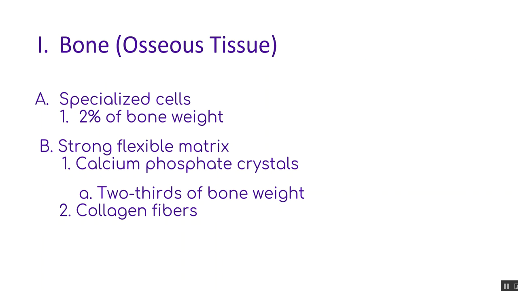Remember, bone is an organ. Organs are made out of tissue. So that's what we're looking at now. So that bone tissue is made up of specialized cells, which make up about 2% of your body or bone weight. Then we also have some strong flexible matrix. The matrix is made up of calcium phosphate crystals, and that calcium phosphate takes up about 2/3 of your bone weight. So that's the majority of where the weight from your bones comes from. And then there's also collagen fibers that help make up your bone.